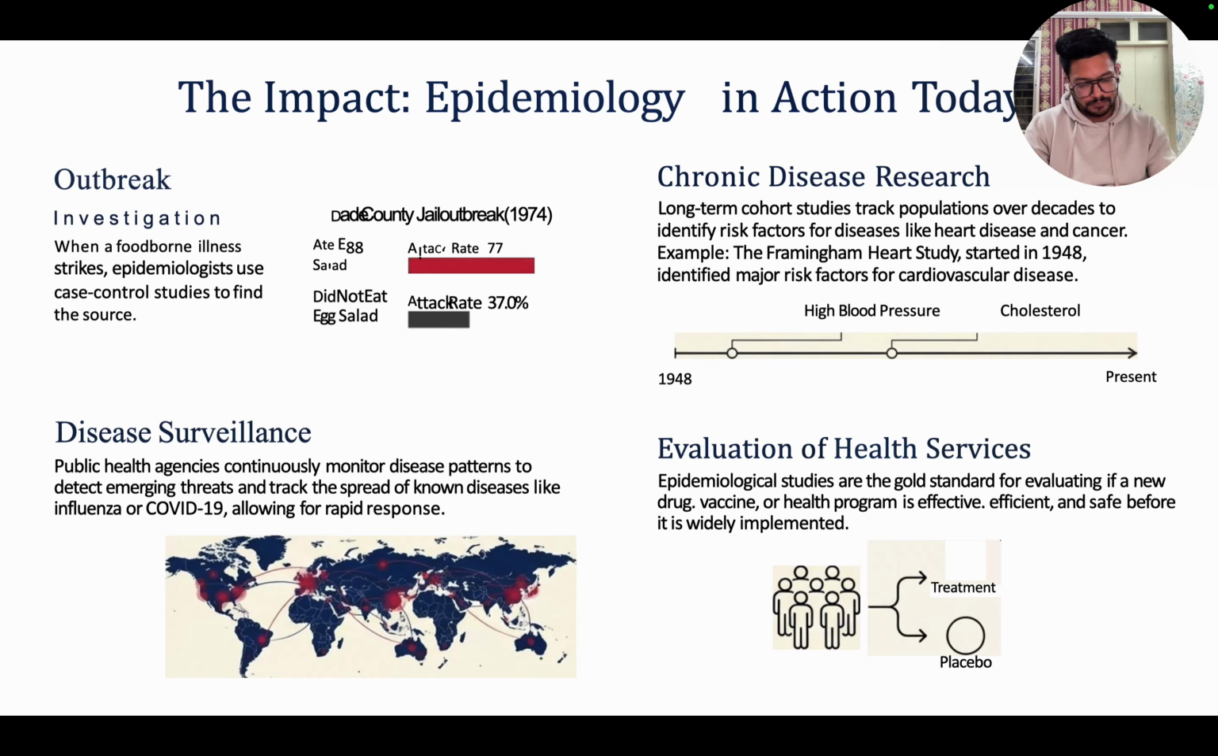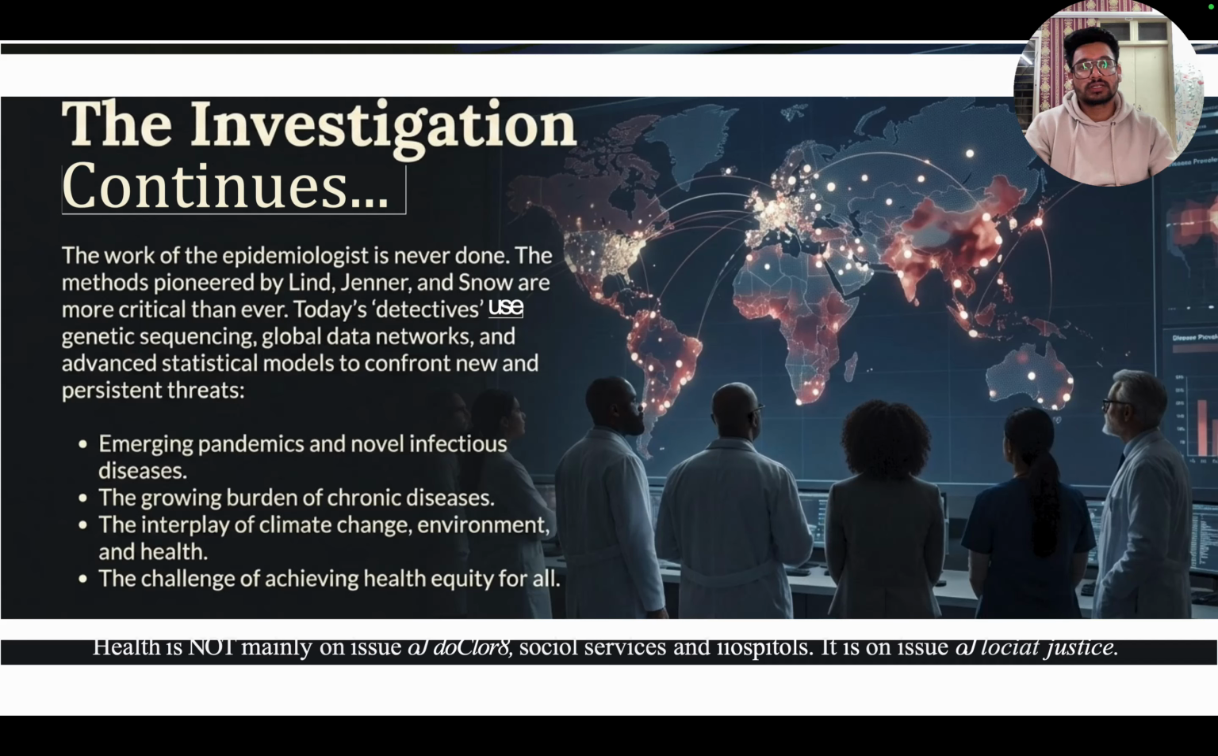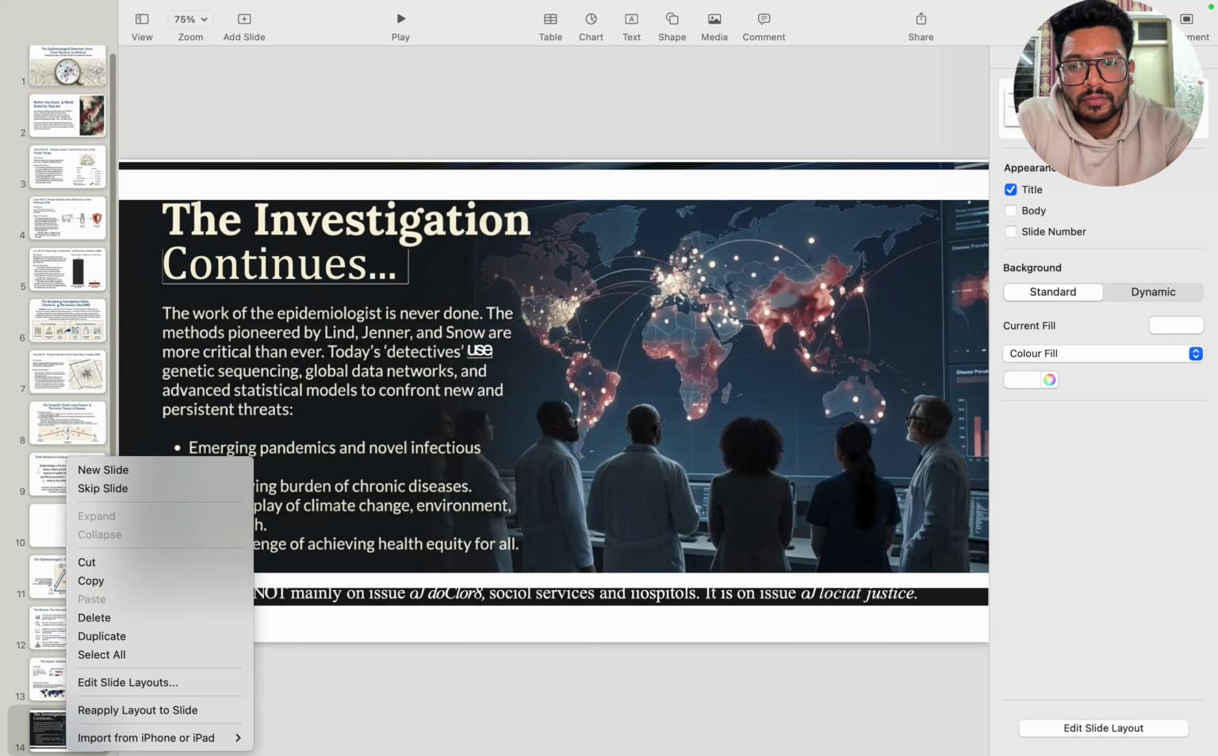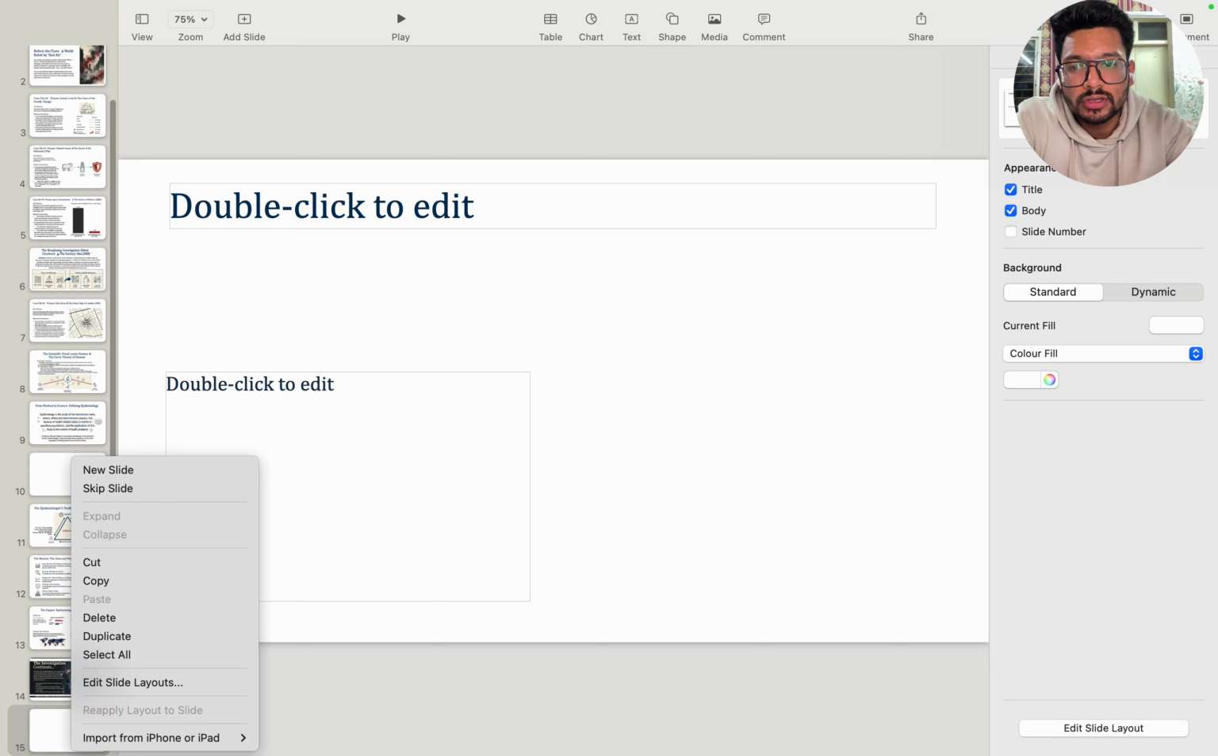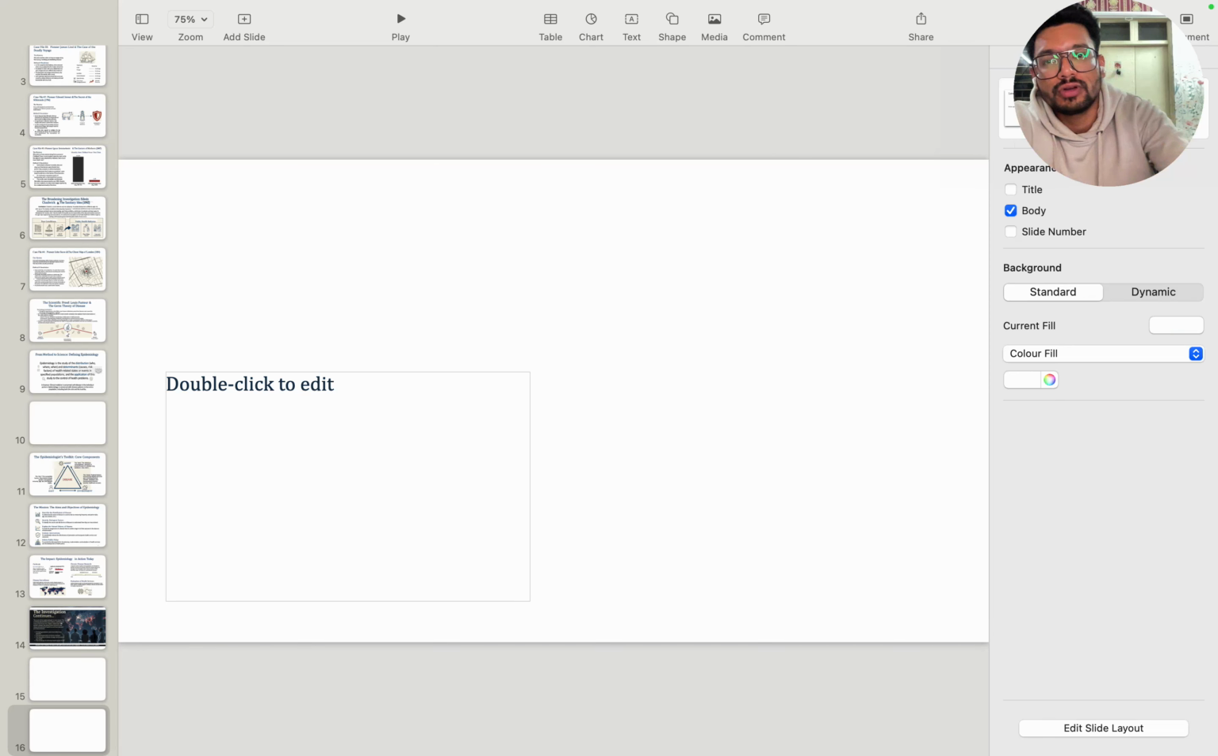If we talk about epidemiology in action today, there is disease surveillance going on. We evaluate various health services, and we do chronic disease research. So all these things we do. The investigation still continues today as well. From an exam point of view, I would like to provide you some more information, which I think you should keep in mind when we are talking about the aims and objectives of epidemiology, or basically the uses of epidemiology. So let's talk about the uses of epidemiology.